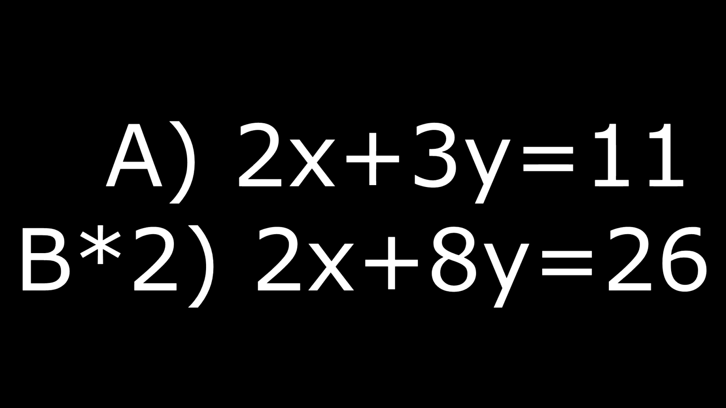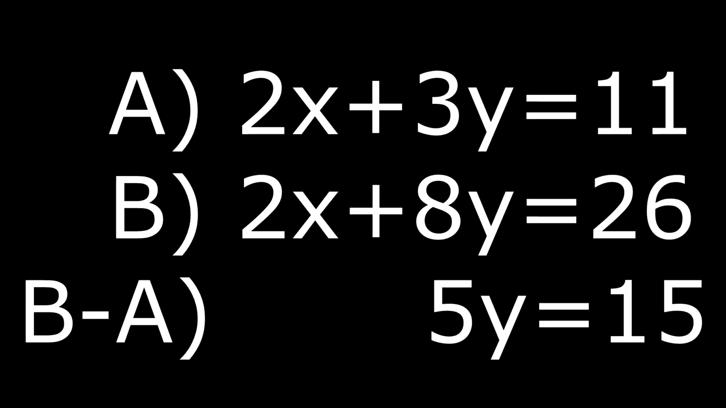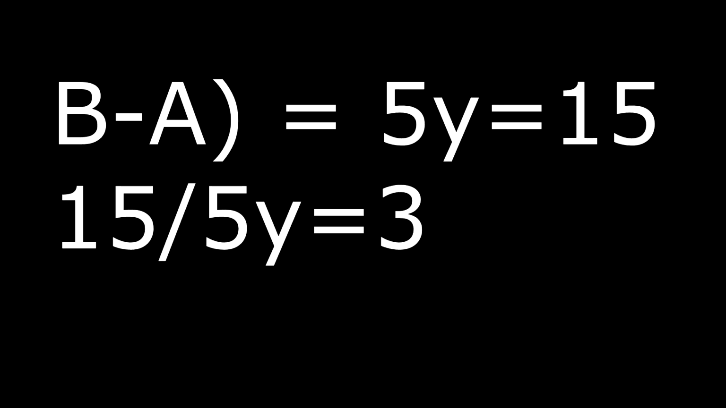Multiply equation B by the coefficient of x for equation A, like this. Then take equation B and minus equation A, so the x variable disappears. Next, to find the y variable, divide 5y into 15 and you will see that y is equal to 3.